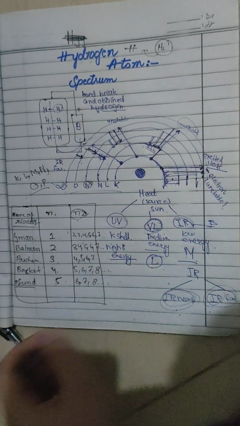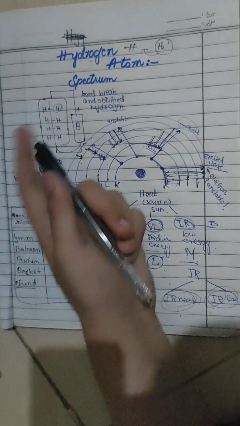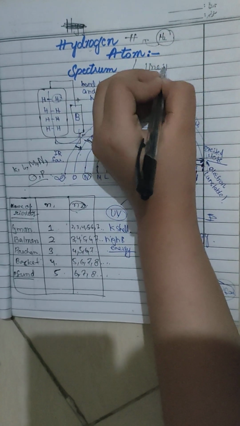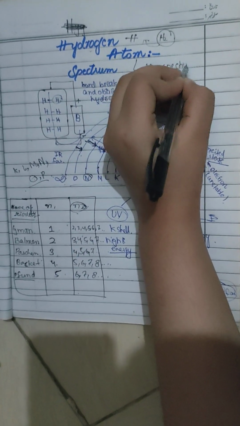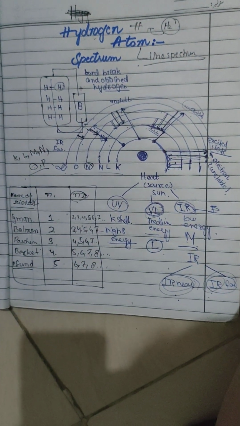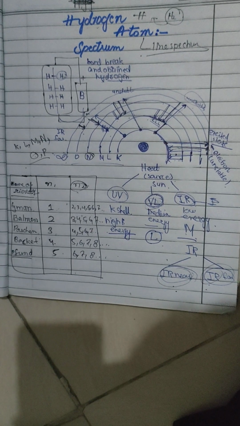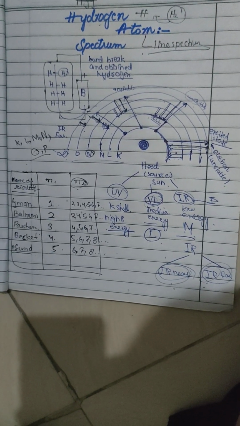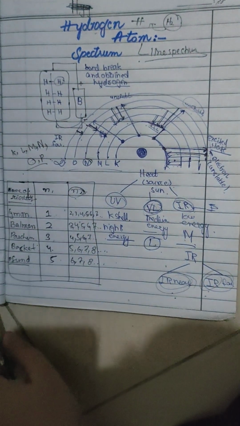So let me tell you one more thing. Hydrogen atom is basically from the line spectrum. Hydrogen atom is always from the line spectrum. Fine. And here some more points can be discussed. No, these are fine. Hopefully this is clear to you guys.